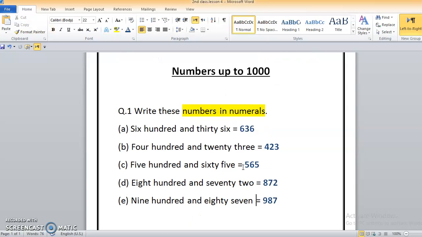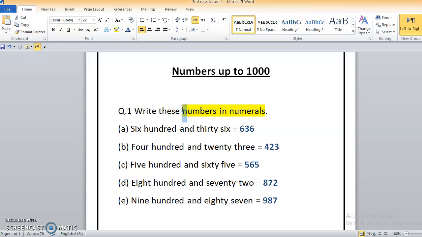Same is for 900. We have how many hundreds? 987. So we write 9 here. As for 8, we call it 80 when it comes in the tens place, and the last number is 7. This is how we write these number names into numerals.